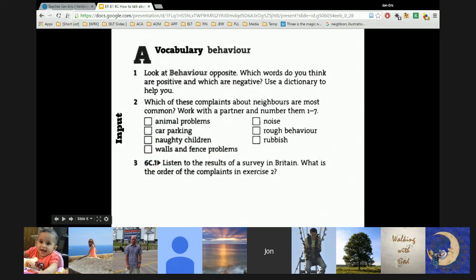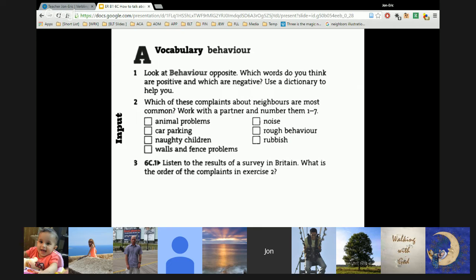So, here we go. This is from the results of a survey. I guess this is kind of like something you'd hear on the news. The reporter says, okay, well, on top of the list is noise. Noise is the biggest problem for neighbors in the UK. According to our survey, the second in the list is rough behavior.